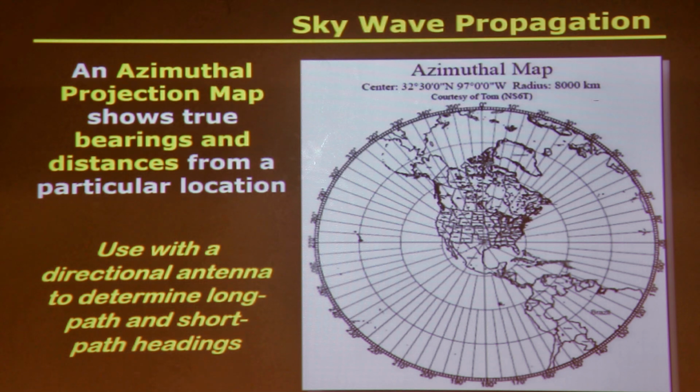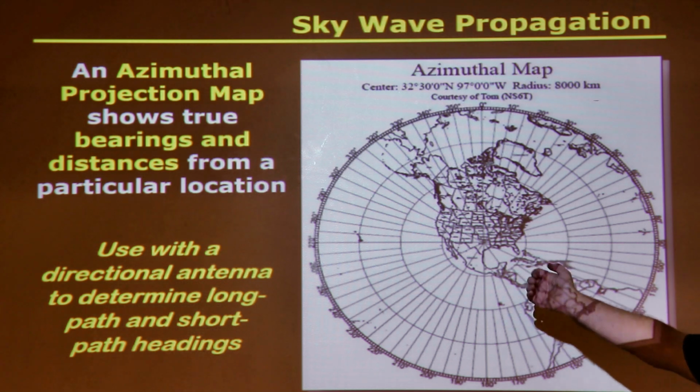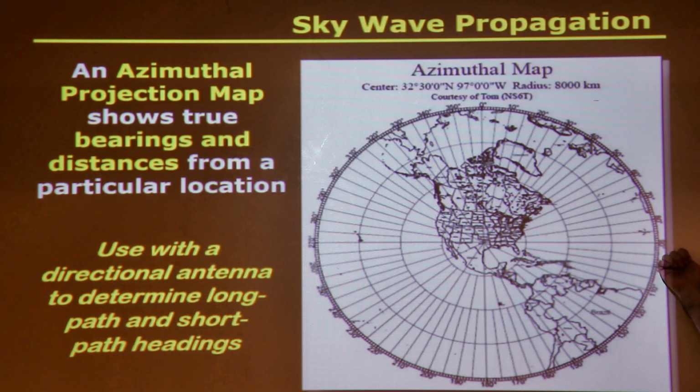If it was 3 or 4 o'clock in the morning, maybe, and I wanted to talk to Europe, instead of going this way, I want to go that way and pick up that high F layer. That being the case, I'd turn my beam to 90 degrees, taking the long path around the Earth. Sometimes you can't work the short path, but you can work the long path.